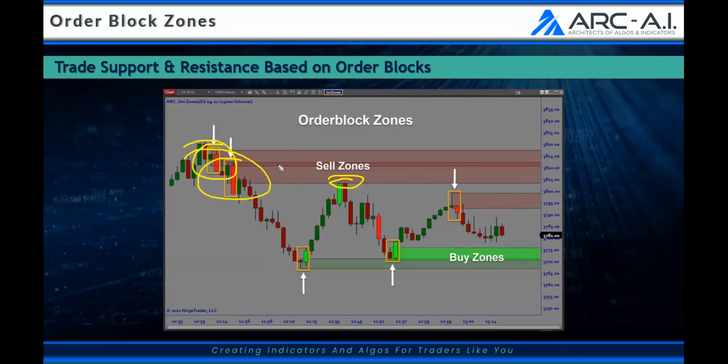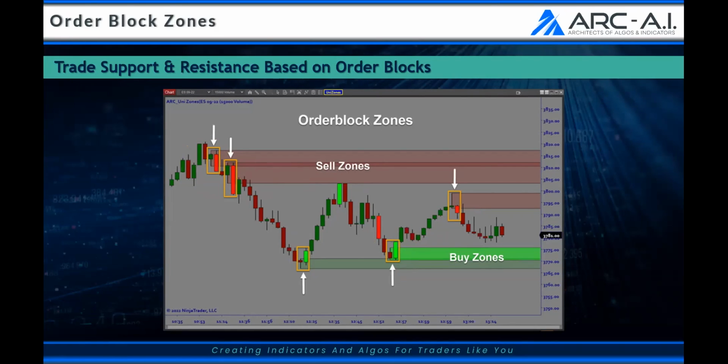So you can see right here, we've got an order block zone, it comes right back into that zone, and then off it goes. We've got another zone right here, comes right back into the zone, and off it goes. I mean, if you can see that type of an edge in the market, that's pretty powerful, pretty powerful.